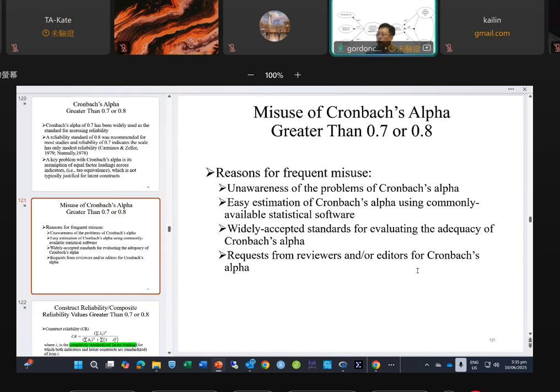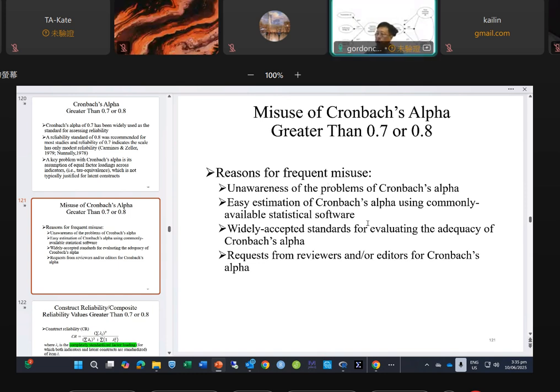And why is Cronbach's alpha so popular? Because a lot of people don't realize the problems of Cronbach's alpha. There are two assumptions. One is unidimensionality. The second is that the factor loadings are the same. A lot of people aren't aware of the problems. Okay, so they use it.